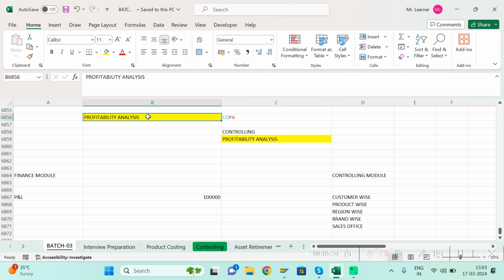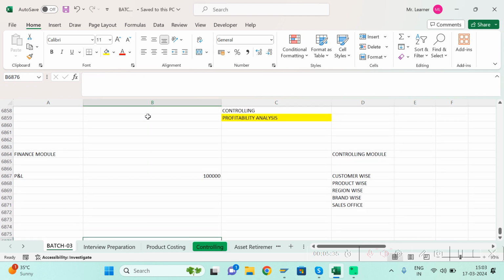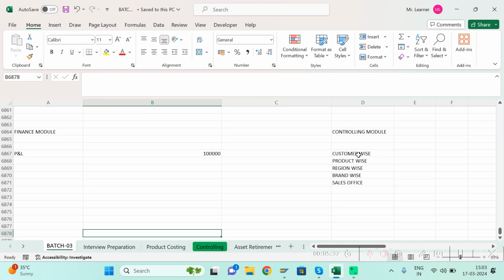Now let us understand these characteristics. These are the characteristics, also known as dimensions. Now let us understand more about the characteristics.